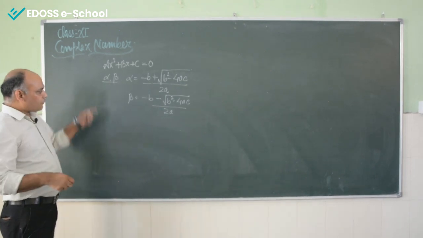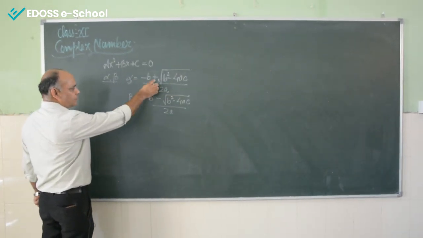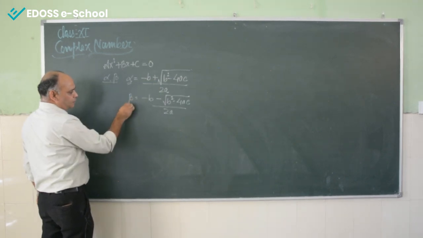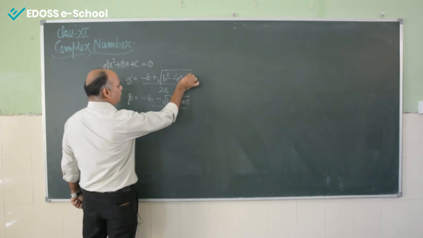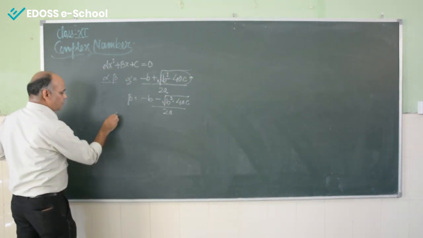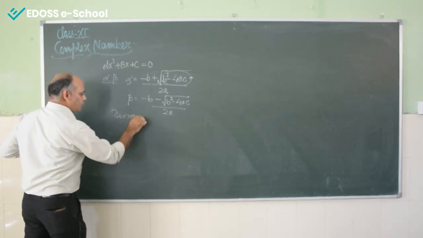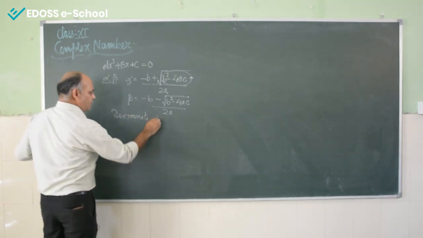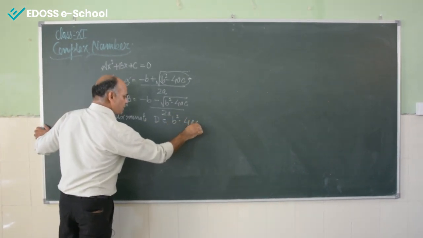When I am saying alpha and beta, then this alpha is with the positive sign and this beta is with the negative sign. In this case, this b square minus 4ac is known as D. D means discriminant, and this is defined by D is equal to b square minus 4ac.